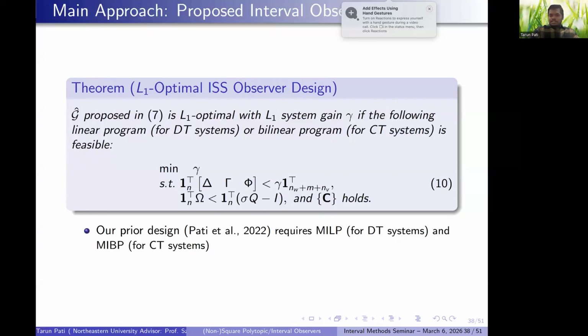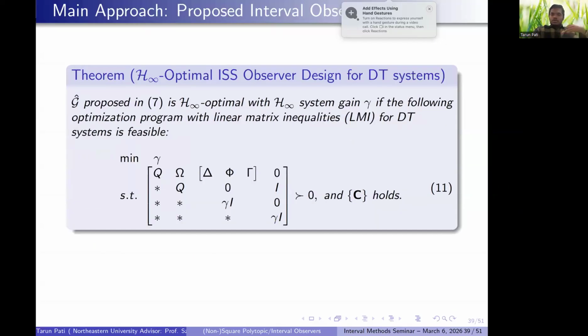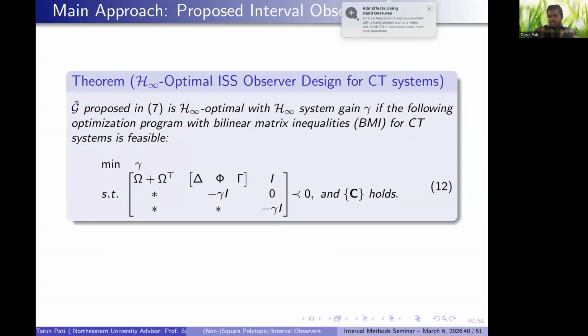As I've already stated, this is not a new result. We already had this result in our previous works, the only difference being that in our previous works our optimization had mixed integer terms. In this work, we circumvent the presence of these mixed integer terms, which we will explain in the subsequent sections. We also included a second optimal interval observer design, H infinity optimality, which looks like equation 11 for discrete time systems, and for continuous time systems it looks like equation 12.